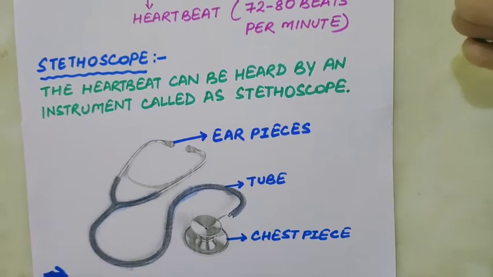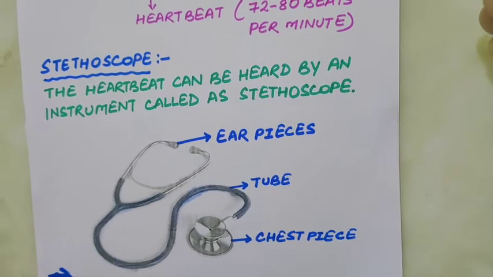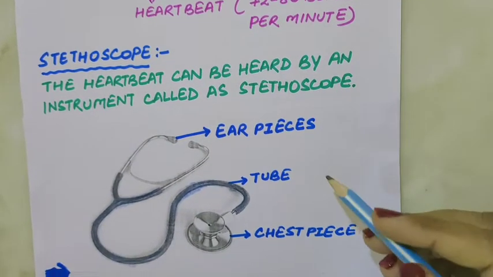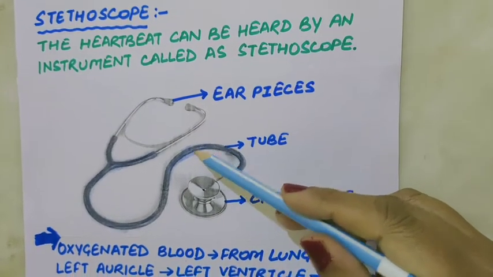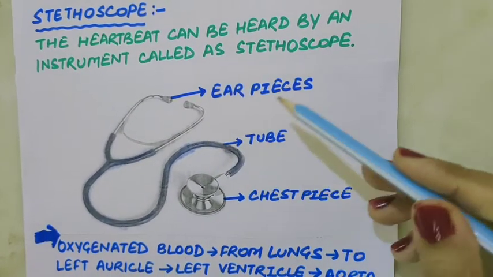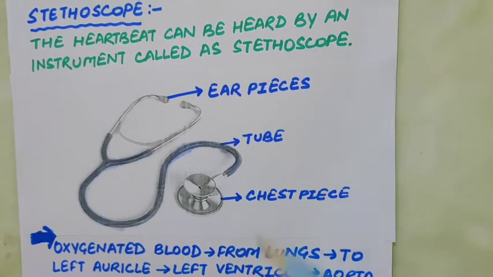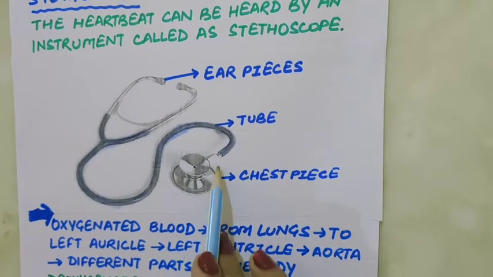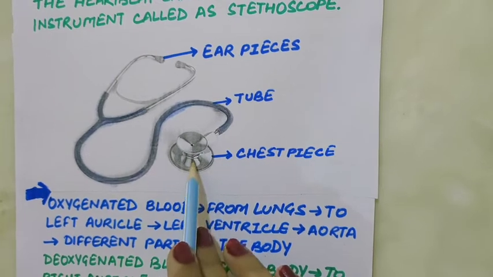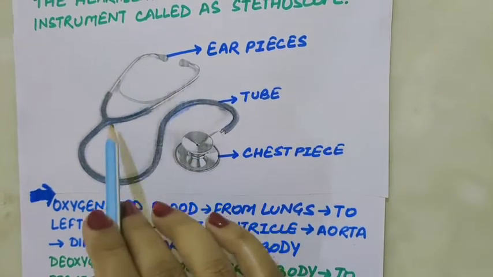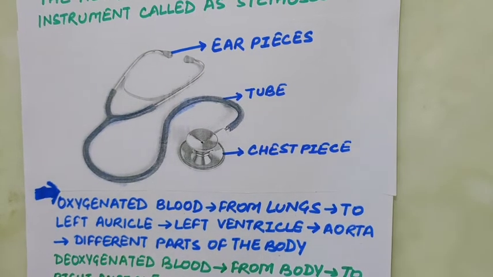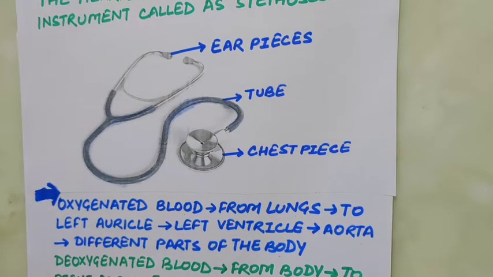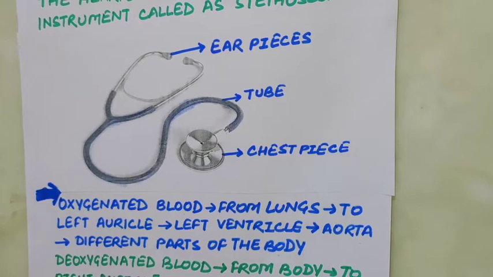The heartbeat is equal to the number of pulses in a minute. The heartbeat can be heard by an instrument called stethoscope. It is used by doctors to amplify the sound of the heart. It consists of a chest piece that carries a sensitive diaphragm, two earpieces, and a tube joining both the parts. Doctors get to know about the condition of heart by listening to the sound through a stethoscope.